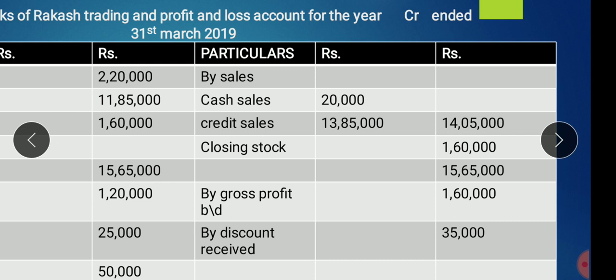So the highest value represents both sides. Highest value 15,65,000 minus the debit side value, we get the result 1,60,000. This value is known as gross profit. What is the concept? The net result shown on the debit side of the trading account means gross profit. So this value 1,60,000 is the gross profit. The gross profit value is immediately transferred to the profit and loss account credit side, by gross profit 1,60,000.